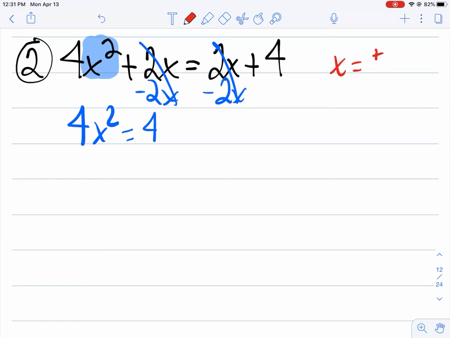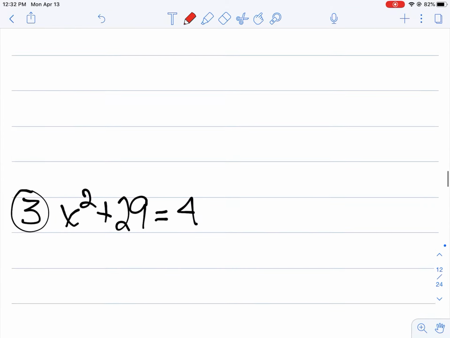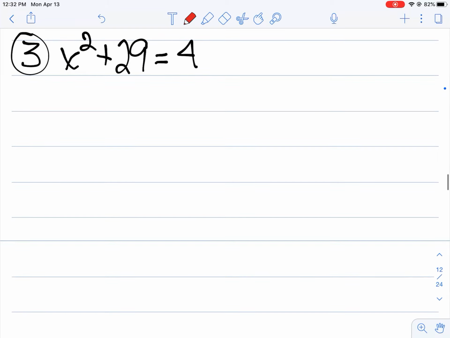The solution is x equals plus or minus 1. If you got those 2 values, you have the correct answer, the correct roots, 1 and negative 1. Okay, let's try number 3. I'm going to pause for a second and let you try it out.